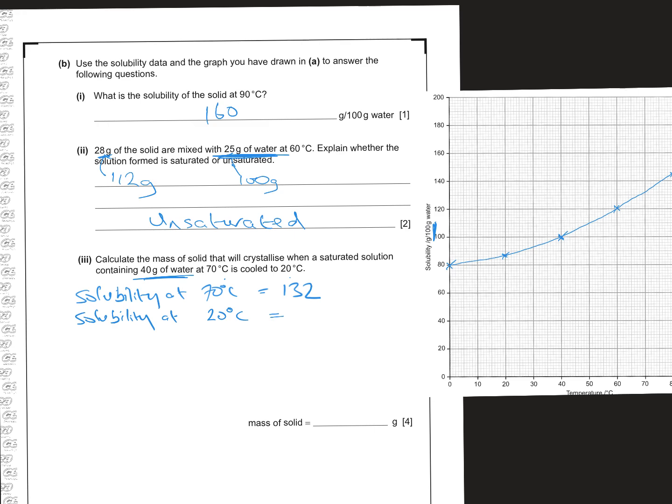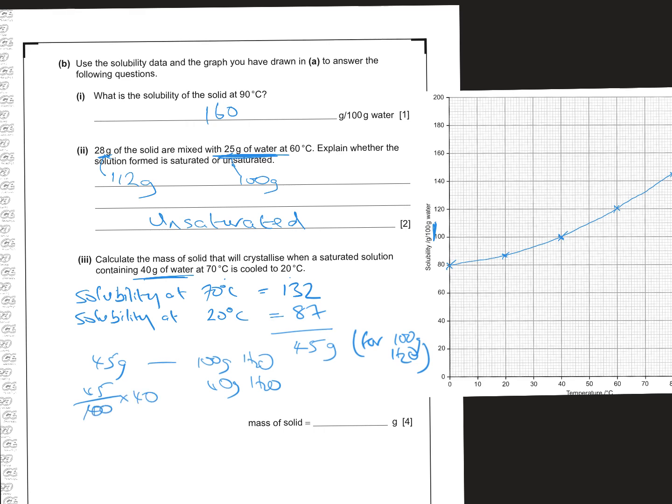So if the question had said that a saturated solution containing 100 grams of water is cooled, then the difference would have been 45 grams. But remember, that is for 100 grams of water. So what you've got to do now is convert that to 40 grams of water. So 45 grams in 100 grams of water, we want to go to 40 grams. So basically, you divide by 100 and then multiply it by 40. And you get 18 grams.